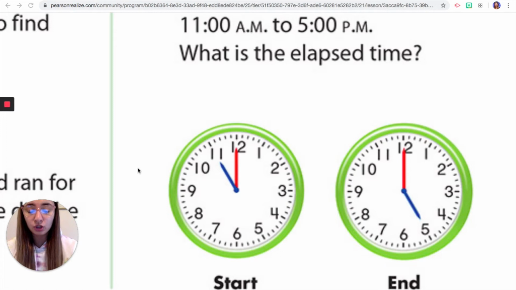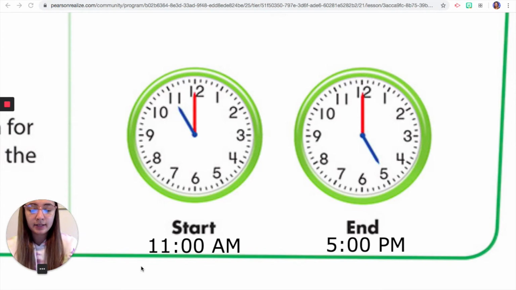So what I'm going to do is label the times underneath start and end so that we know and we can get a little bit more zoomed in. So I'll be right back. All right, so I went ahead and did that for you. So right here, I put that my starting time is 11 a.m. and my ending time is 5 p.m.